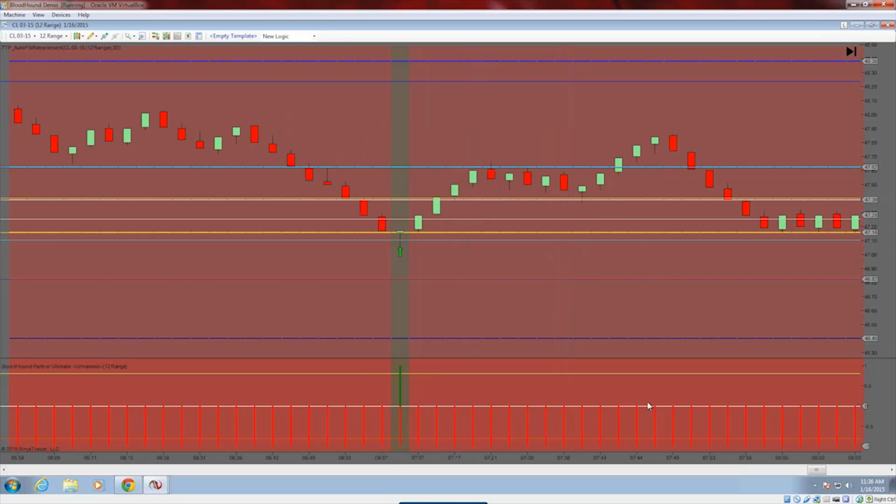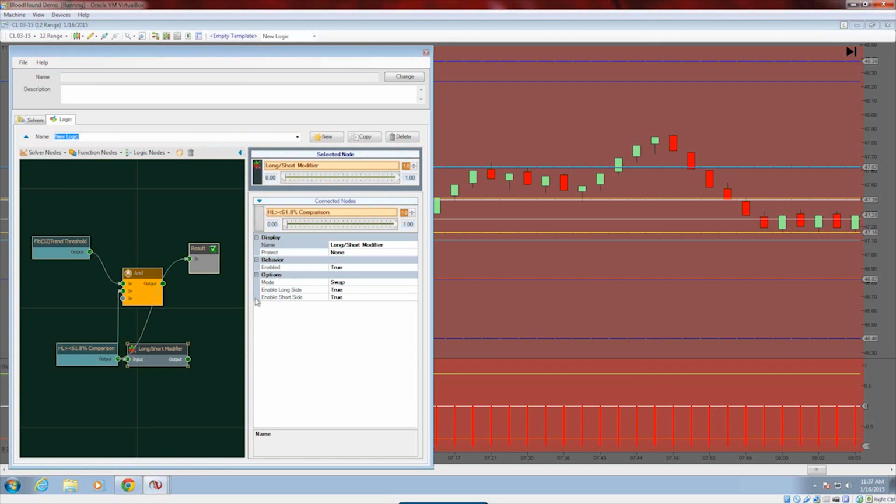So remember, if you see red bars, that means the short output is set to 1. If you see green bars, that means the long output is set to 1. So if you see only red, that means there's no output for the longs, so the output for the long is 0. If I multiply 0 times 1, what do I get? I get 0, right? If I multiply 1 times 1, what do I get? I get 1.